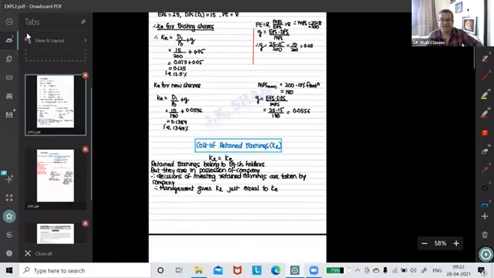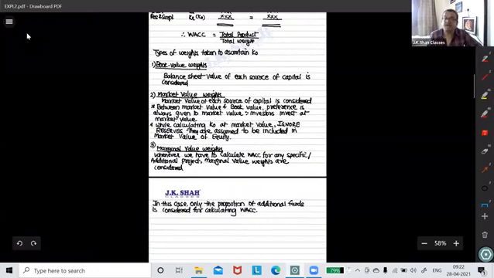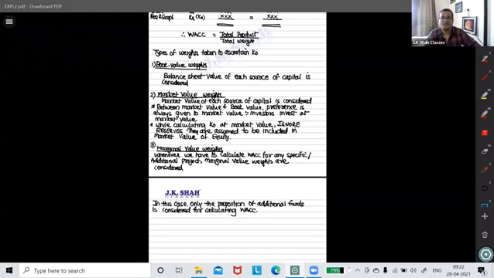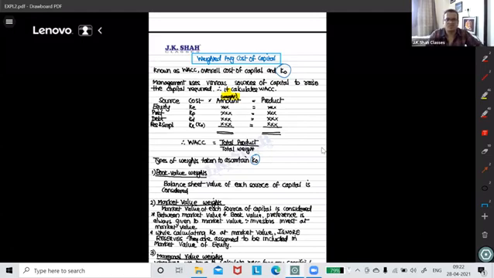Weights, right? What are the possible weights? They can be book value weights and market value weights. The question is very clear. Calculate on which value weights? Market value weights. And when you do market value weights, remember that Ko, the overall cost of capital. I wrote it over here. Who's asking me what is Ko?